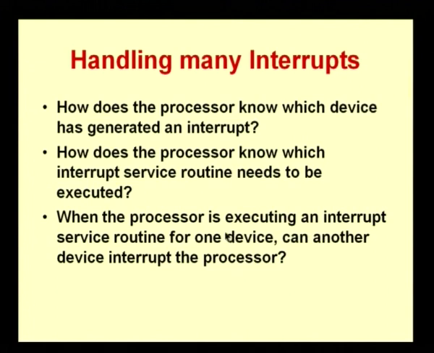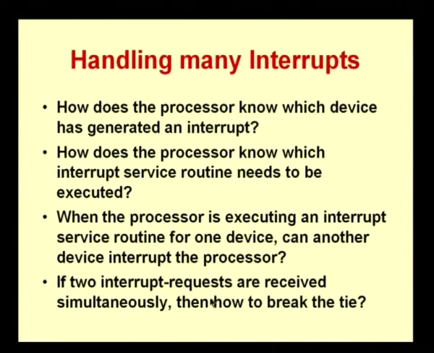Earlier we talked about whether we can allow the same device to interrupt the processor or not. Now, we are talking about whether another device can interrupt the processor when an interrupt service routine is being executed. Another question is, if two interrupt requests are received simultaneously, then how to break the tie? That is, we are talking about simultaneously receiving two or more interrupt requests. How do you break the tie? All these are different issues that we need to worry about when we are handling multiple interrupts in a system. So, let's look at the first thing, which is identifying the interrupt.